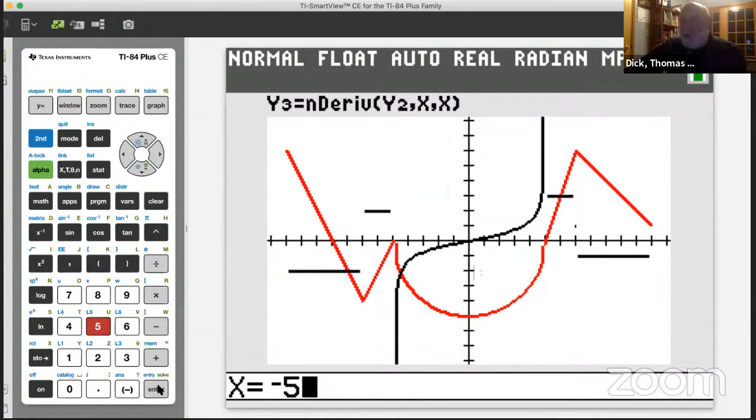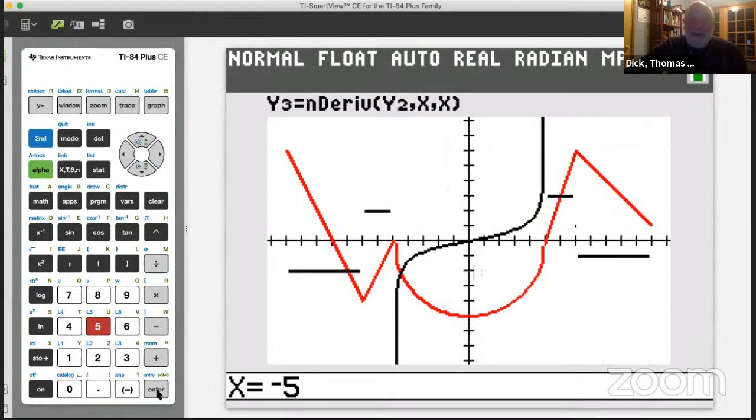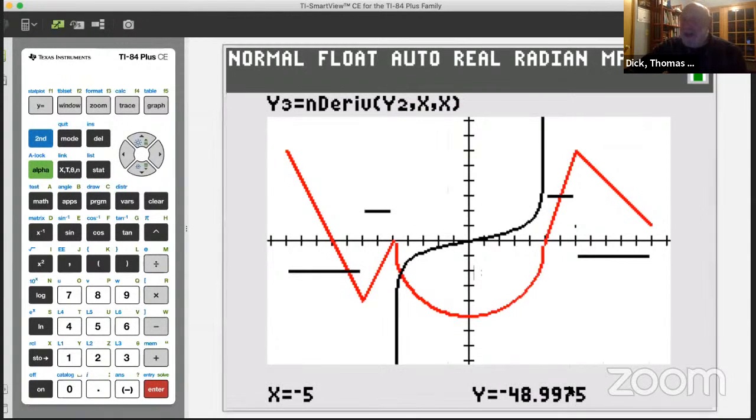Just for grins, I'm going to jump over to -5 because that's where we've actually got a vertical asymptote for our derivative, right? It's definitely not defined. Notice that it's still coming up with a value, because what it's done is calculate a difference quotient using two function values close to -5. It comes up with a number, but it's not one we would want to use. Pretty much anywhere else, if you avoid those points of non-differentiability, we're going to get some pretty good values.